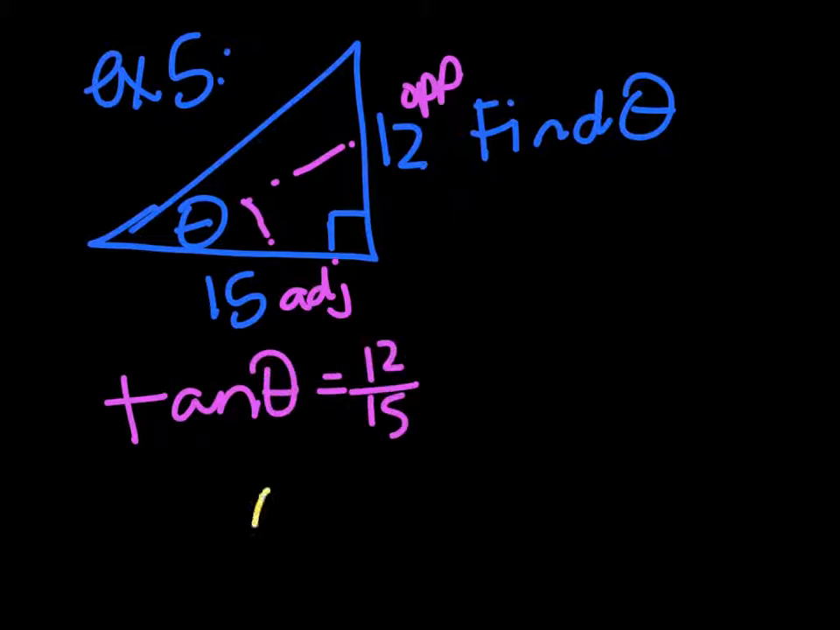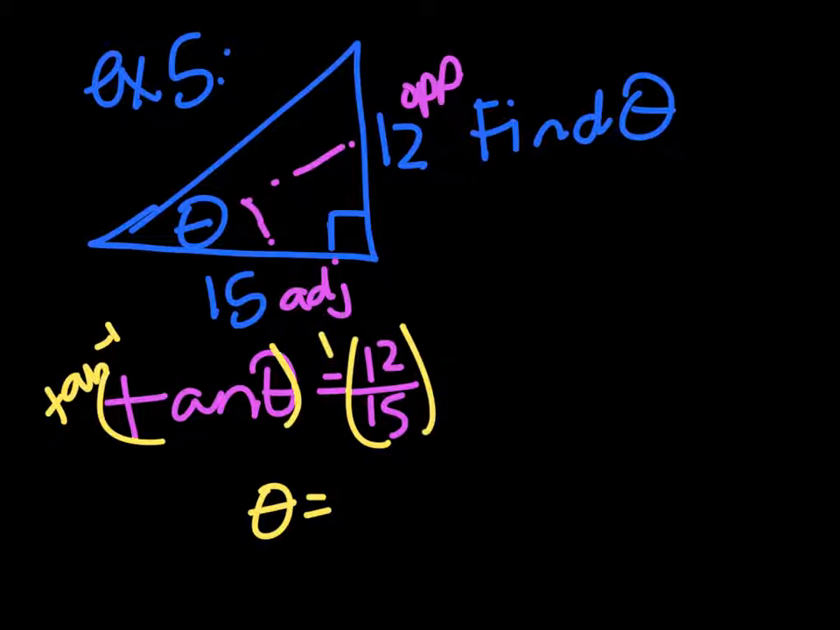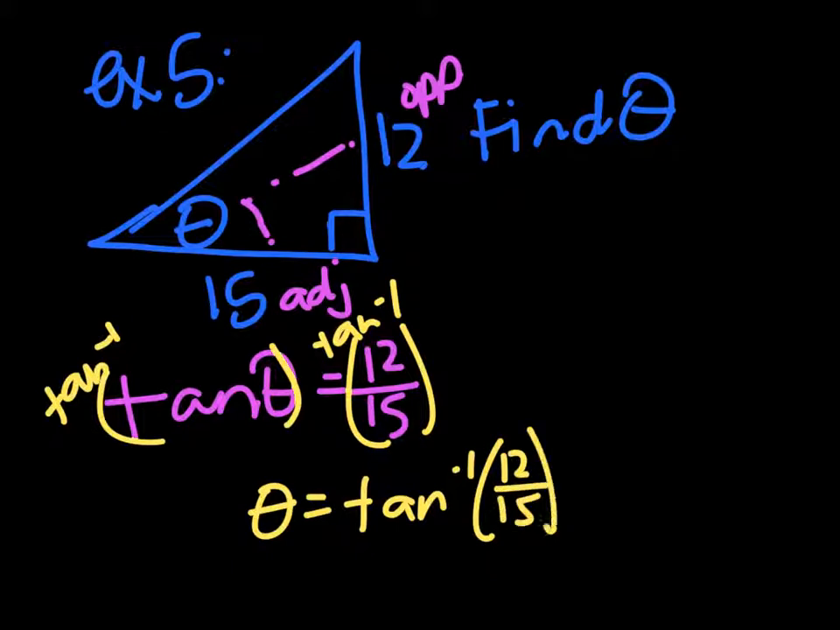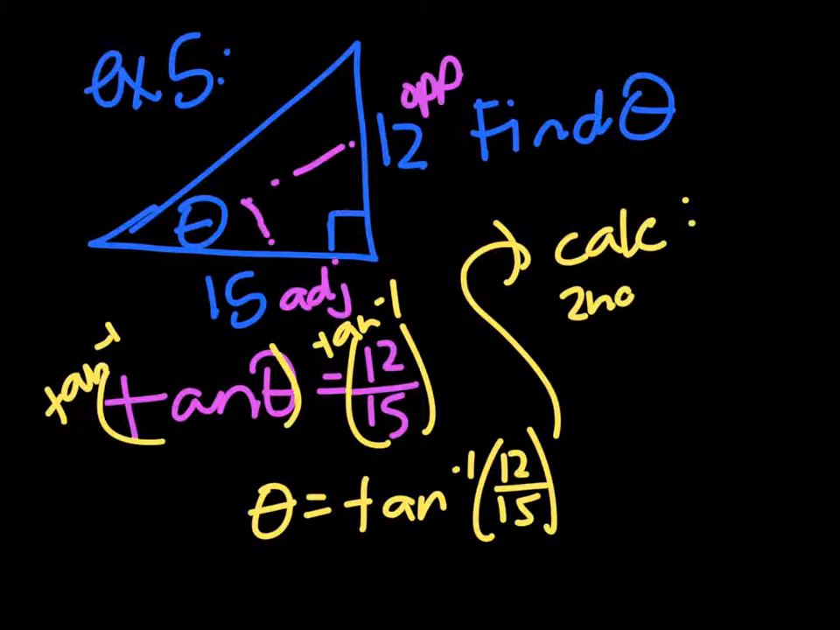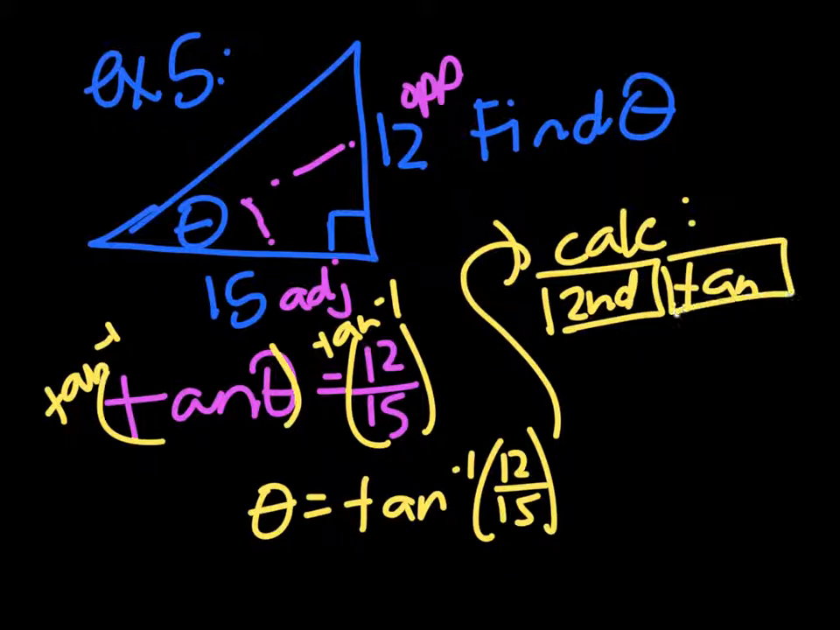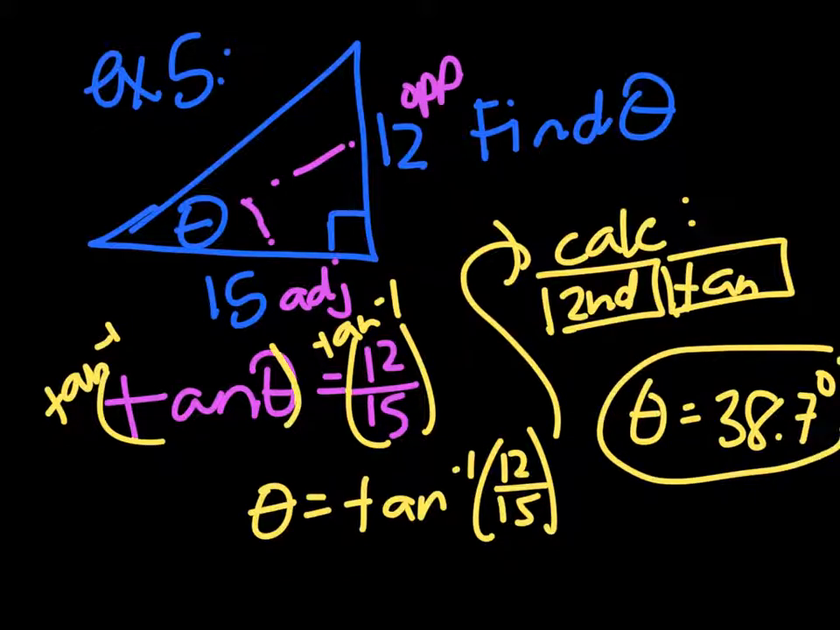So if I want to find theta, I need to take the inverse of both sides. On your calculator, you need to do second tan. That's how you go backwards and find the angle of 12 over 15, and you're going to get that your theta is about 38.7 degrees for that problem.